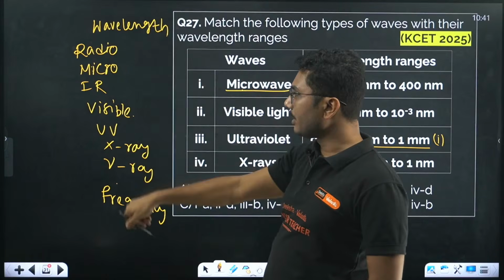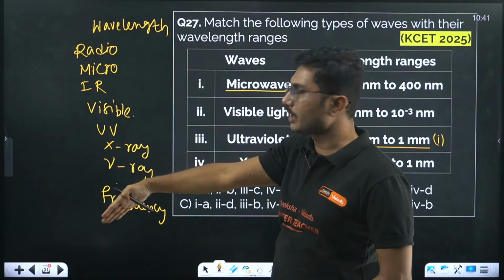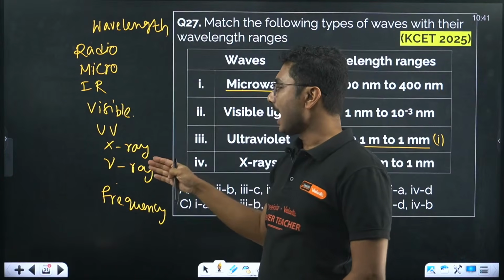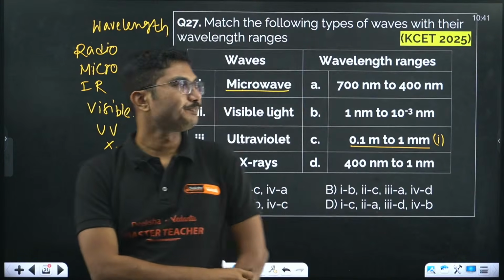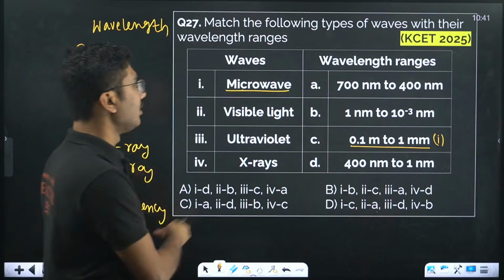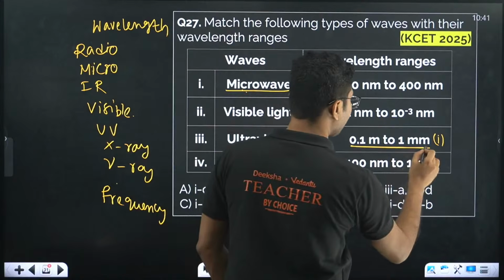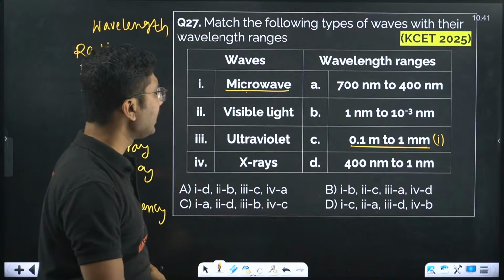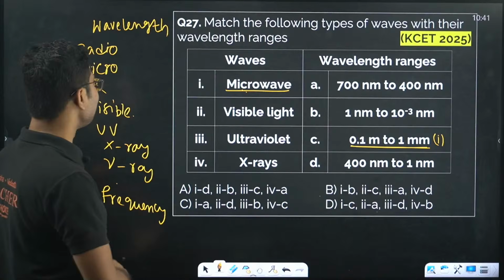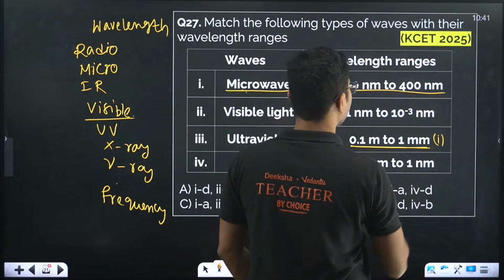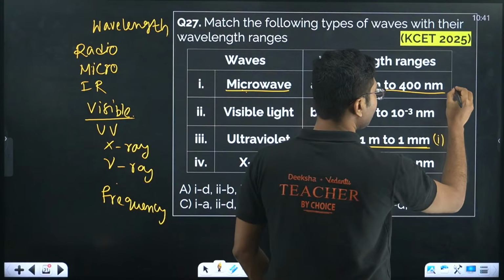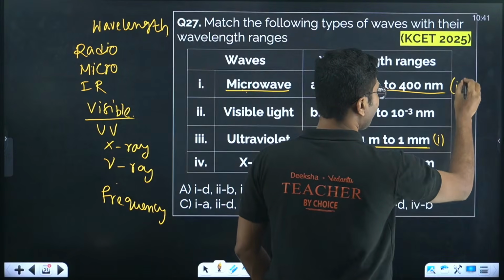This table, if you remember that when you go from here to here, wavelength decreases, and if you go from here to here, frequency decreases, that will be very, very helpful. So microwave matches with this one, obviously it has to be. Next in the line is visible. Visible ray, we know it is between 700 nanometer to 400, so this one is no trouble, so this must be option 2.